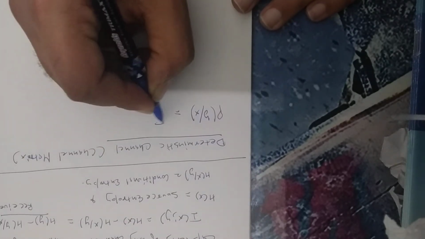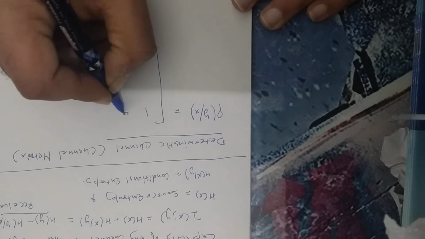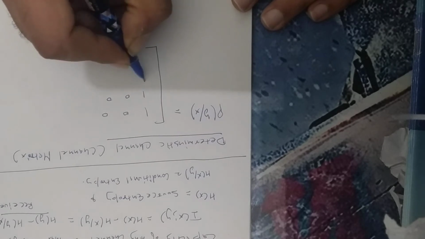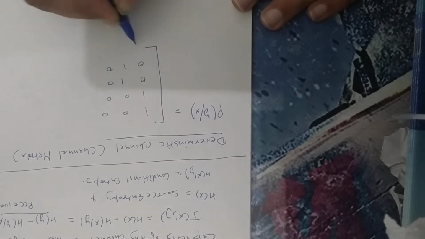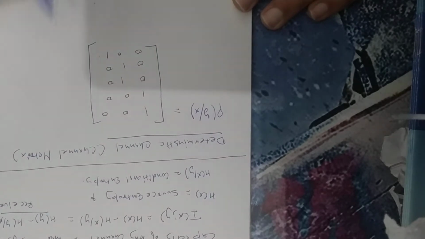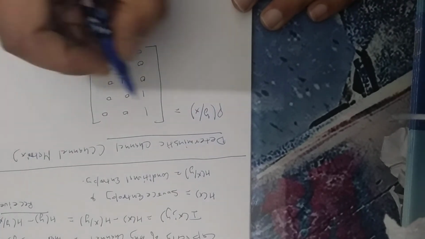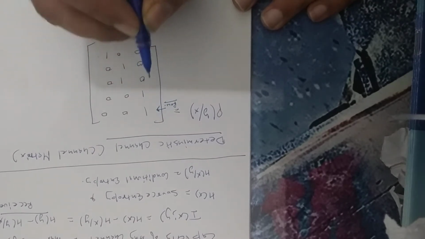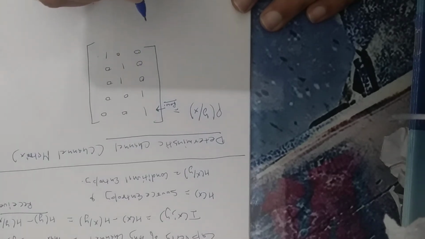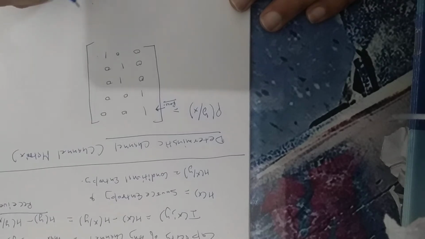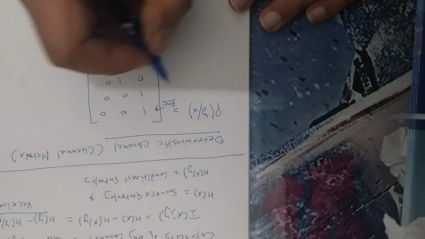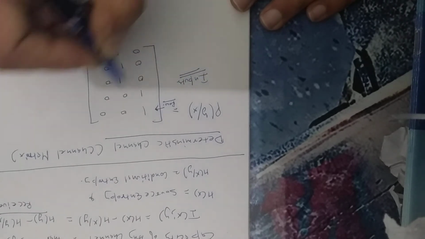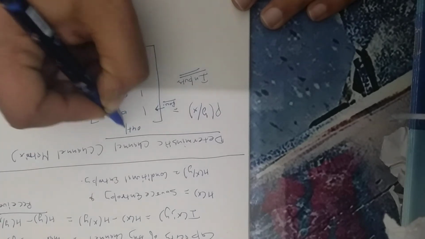In the case of a deterministic channel, the channel matrix is like this. This is just an example. You must be able to see that in each row there is only one element active, and its value is 1. Rows represent inputs and columns represent outputs.